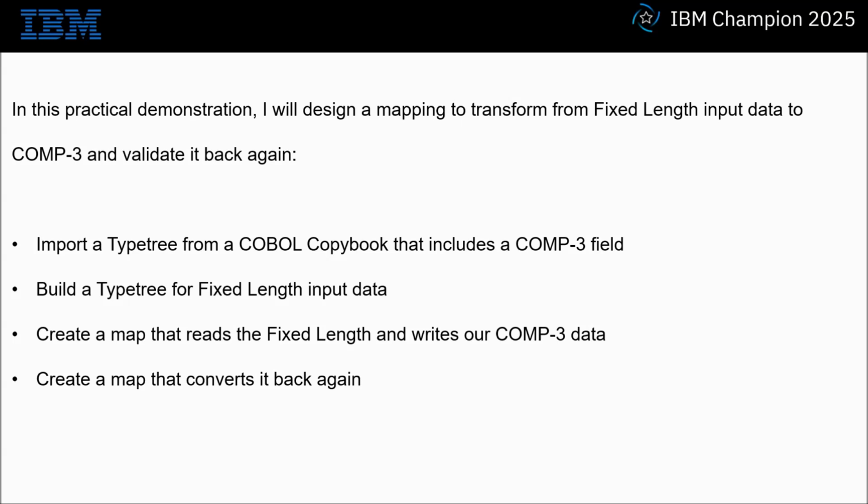In this practical demonstration, I will design a mapping to transform from fixed length input data to COBOL COMP-3 and validate it back again. We'll start with importing a type tree from a COBOL copybook that includes at least one COMP-3 field. I will then manually build a type tree for fixed length input data. Then I will create a map that reads the fixed length and writes out our COMP-3 data. Finally, I will create a map that validates it back in again.